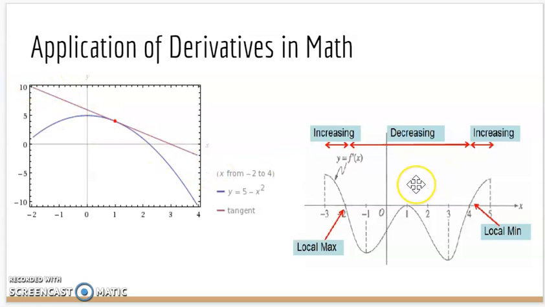Another thing that we can do is use it to find critical points in the graphs of curves, such as local maxima or local minimums, and we can find out whether the graph of a function is increasing or decreasing at certain intervals using derivatives.